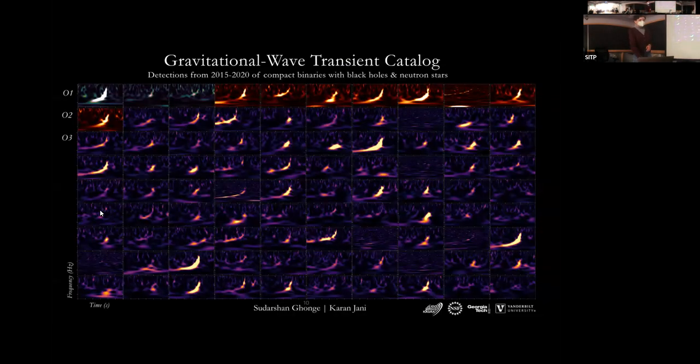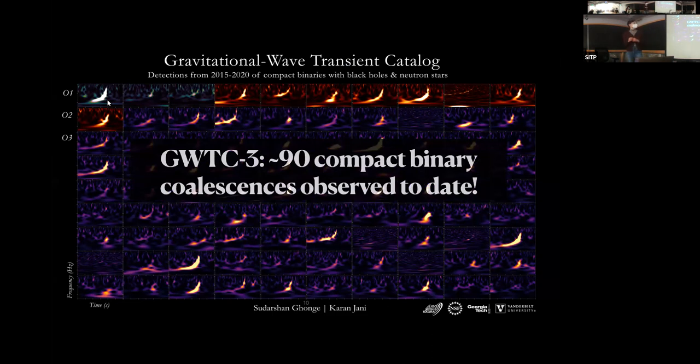And so here you can see this very nice poster of our latest gravitational wave catalog, where each one of these panels here shows one of these chirps from a real gravitational wave that was observed in our detectors. And you can see that there are a lot of these panels. So the latest catalog from LIGO Virgo KAGRA is the third Gravitational Wave Transient Catalog, GWTC-3, which has around 90 of these compact binary coalescences.